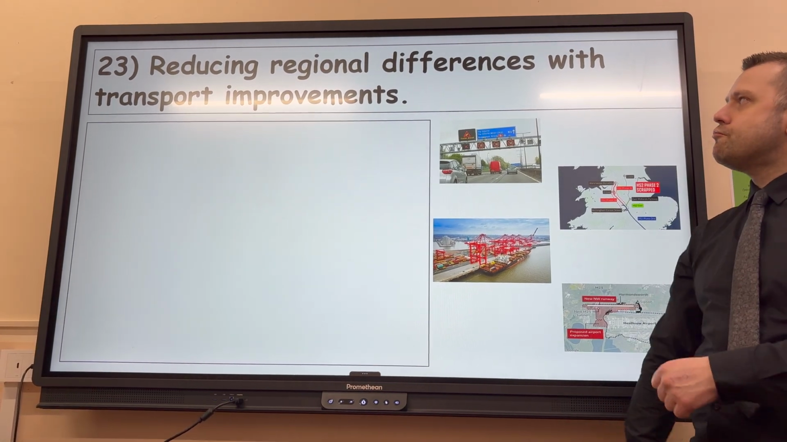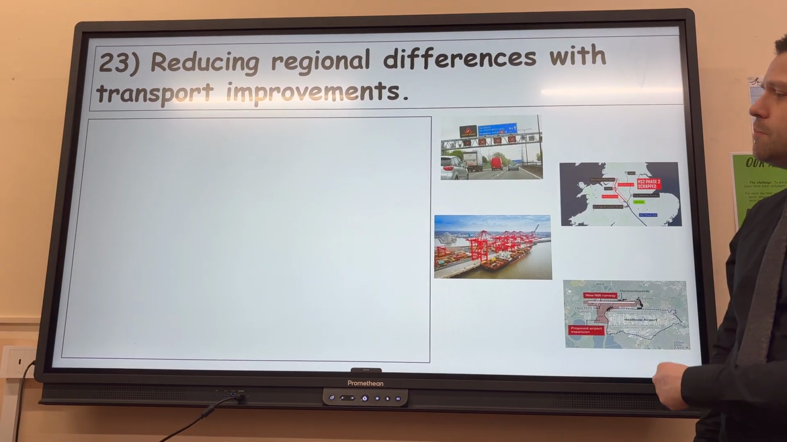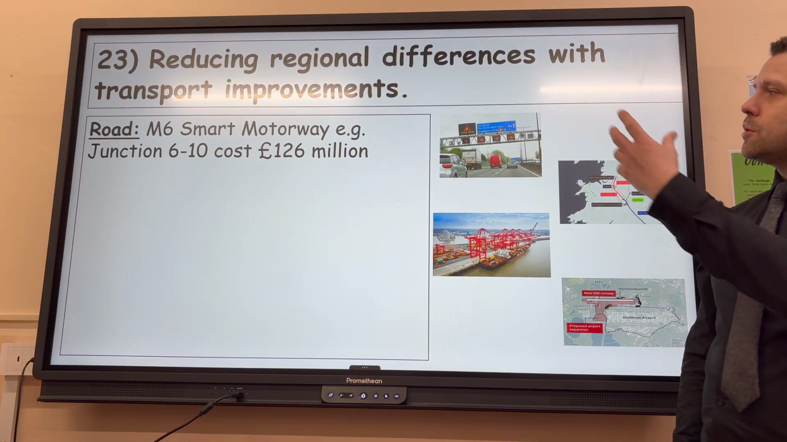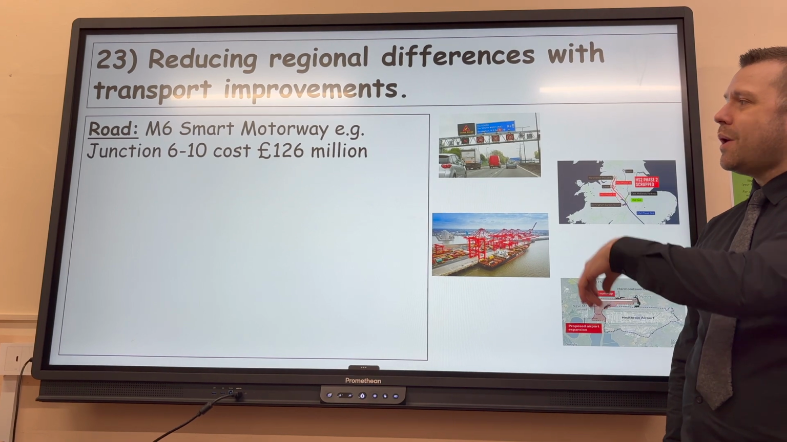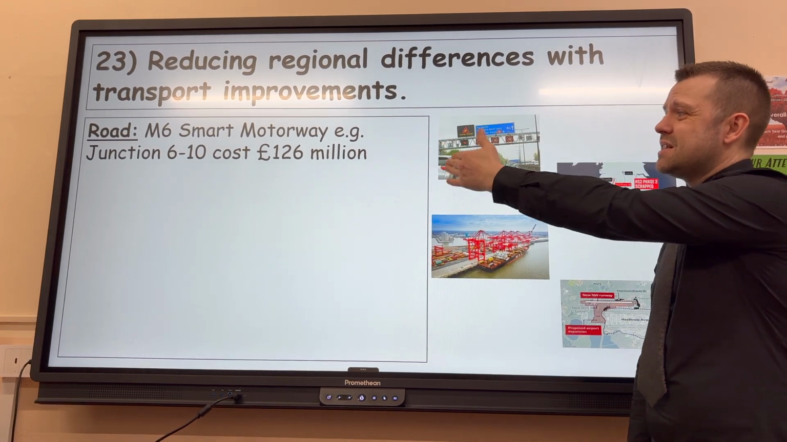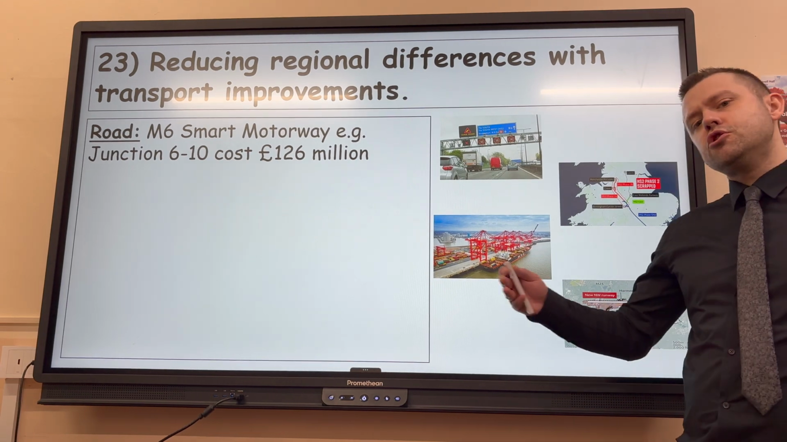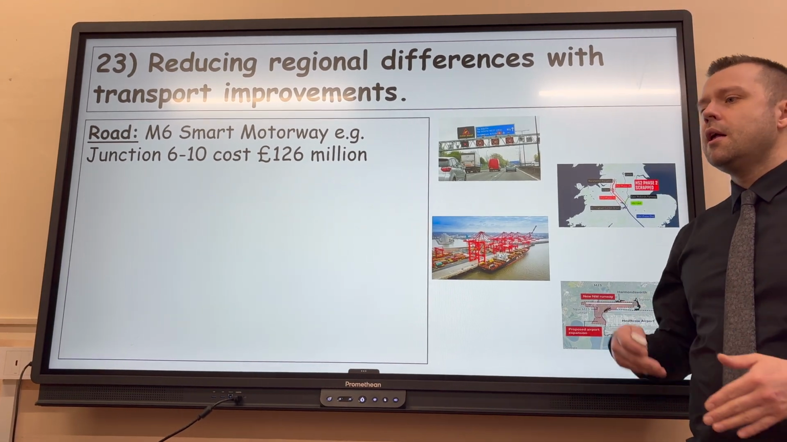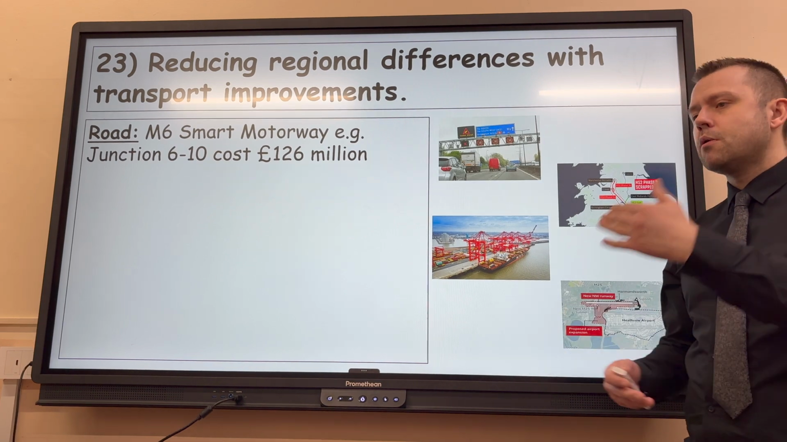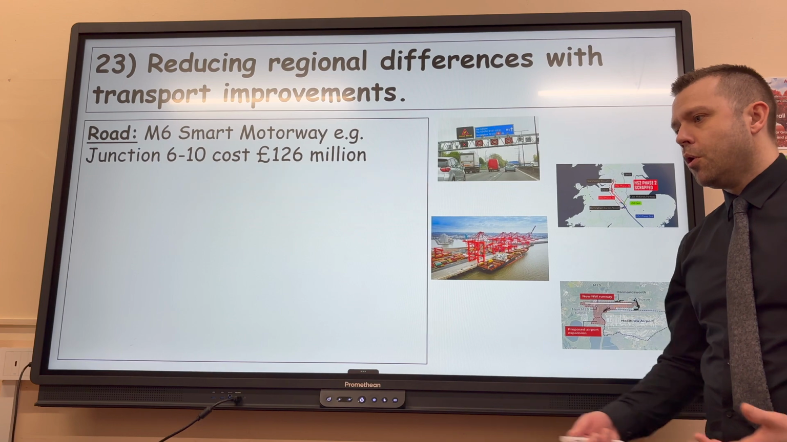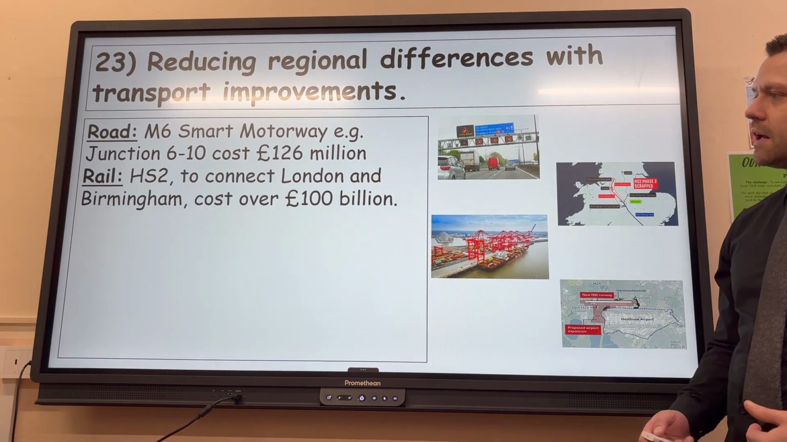How can we reduce regional differences with transport improvements? Now, there's 4 things you need to be aware of. You've got road, so we've got the M6 smart motorway. The cost between junctions 6 and 10 is £126 million on the M6. However, this should reduce traffic congestion and mean that businesses can operate quickly and efficiently, not stuck in traffic jams all the time. More money, more GNI, multiplier effect.